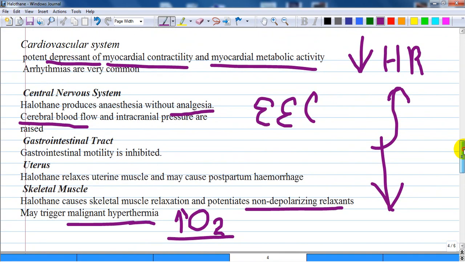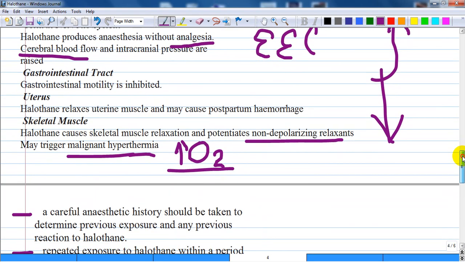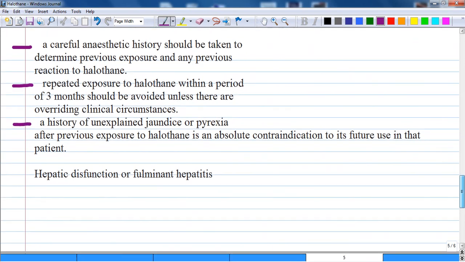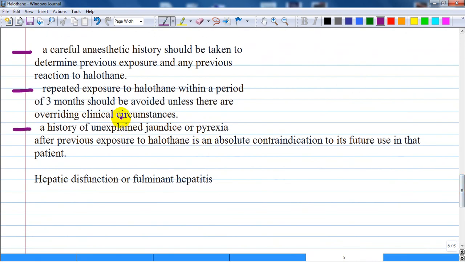And of course, one of the effects that is not indicated here is hepatotoxicity. The incidence of Halothane hepatotoxicity in pediatric practice is extremely low, but there has also been a case report in children. Nevertheless, Halothane is still used in pediatric practice. The incidence of Halothane hepatitis is low, so fulminant hepatitis is rare.